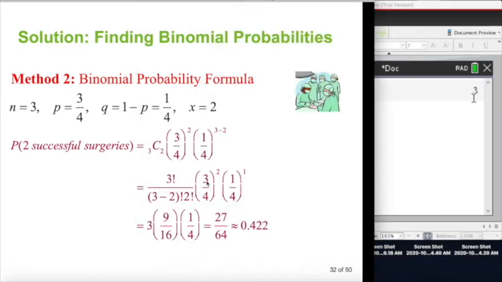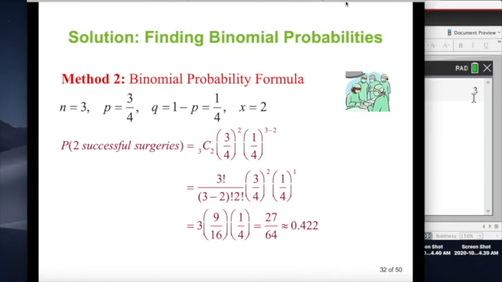Then multiplied by 3 over 4 to the power of 2, that's equal to 9 over 16, and multiplied by 1 over 4 to the power of 1, that's just equal to 1 over 4. And the answer for the probability of 2 successful surgeries is approximately equal to 0.422. So there you go, using the binomial probability formula.